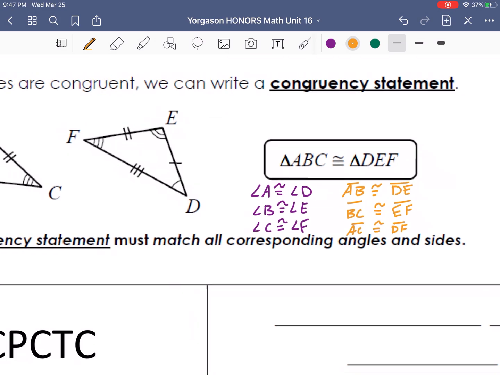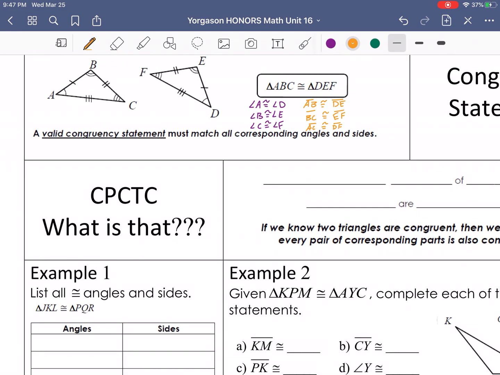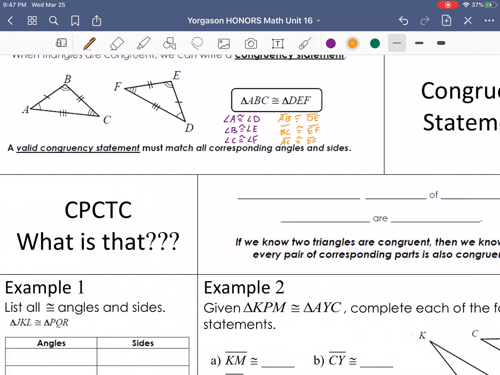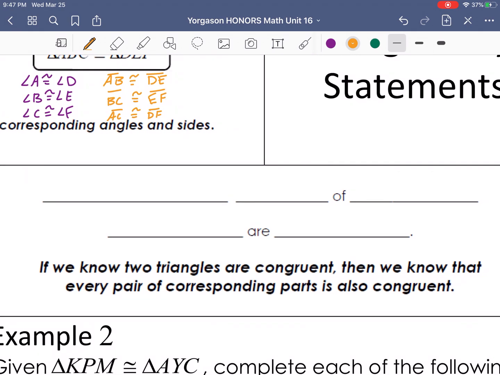So once you choose the order of your first triangle, when you're listing the second triangle, it has to be in the correct order. It has to show the matching parts together. Okay, then we're going to come across this CPCTC, which is going to become quite a good friend of ours, but it seems like a lot at first.